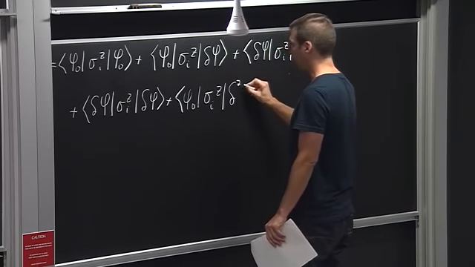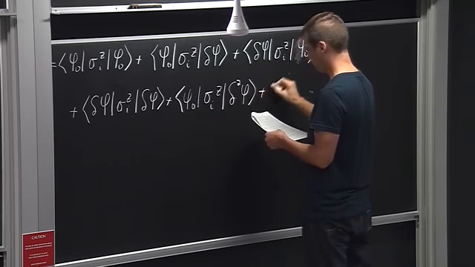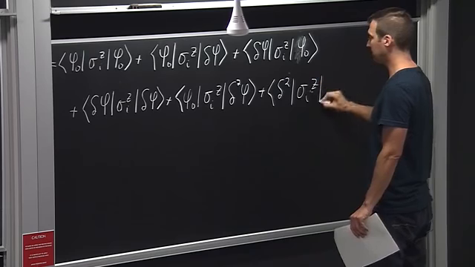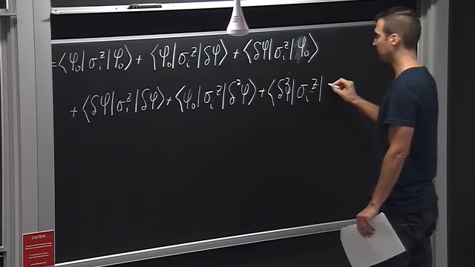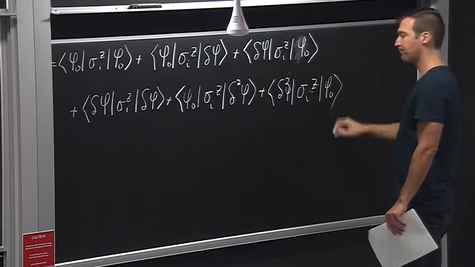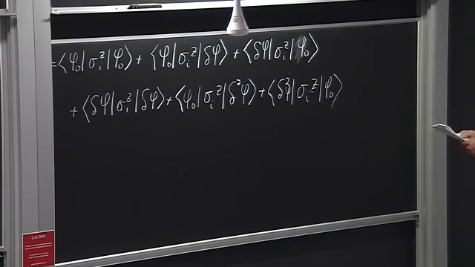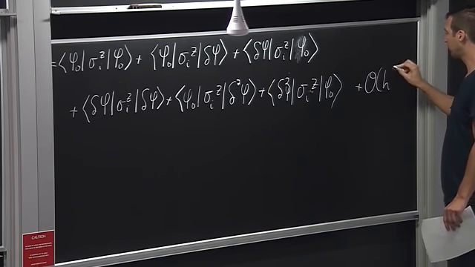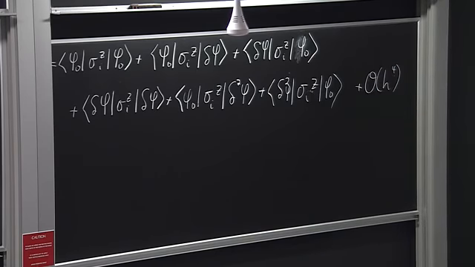Okay, so if I have this one, I need the square here, plus the square here, sigma z, oops, psi naught. What am I missing? 1, 2, 3, plus higher order terms, something like that.